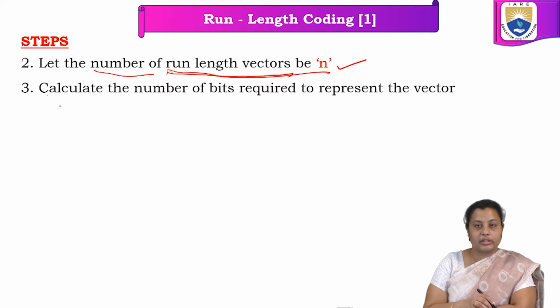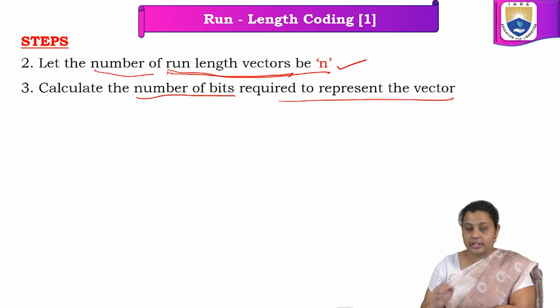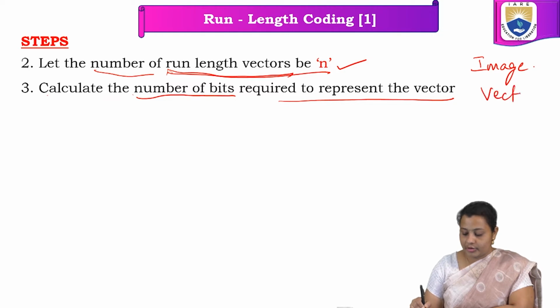So for that, we will try to calculate the number of bits. So how do we calculate it? We first calculate the number of bits required to represent the vector, right? So first step, before calculating the number of bits required for the image, we will calculate the number of bits required to represent the vector.